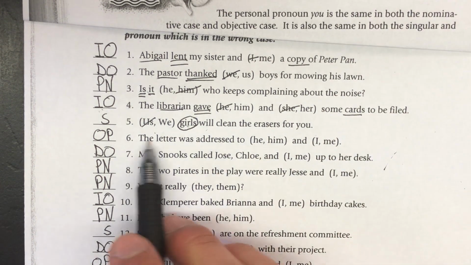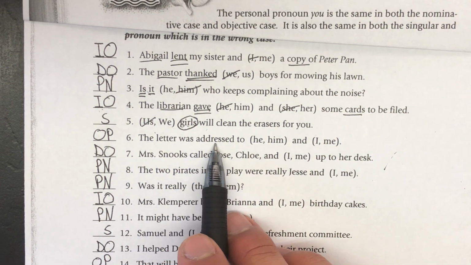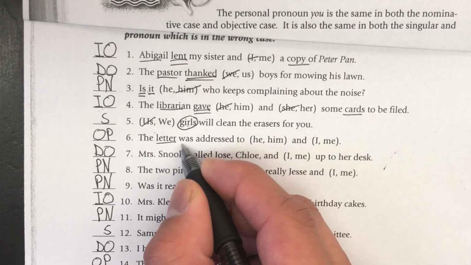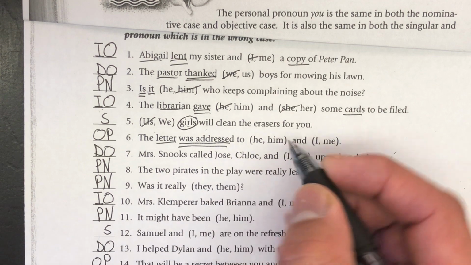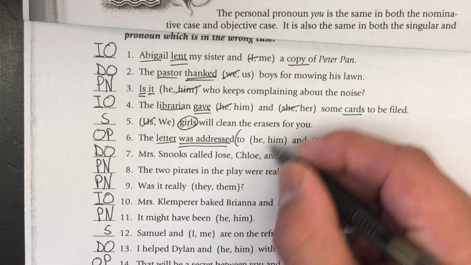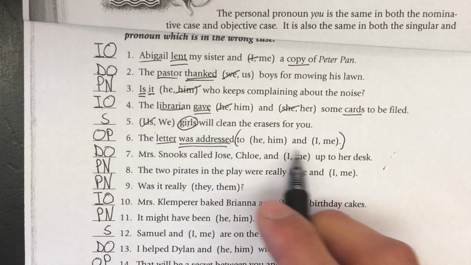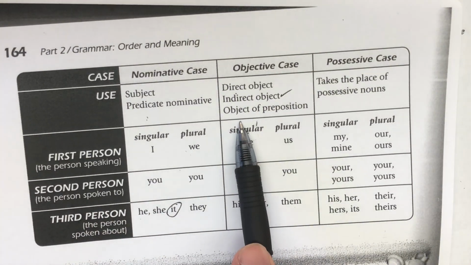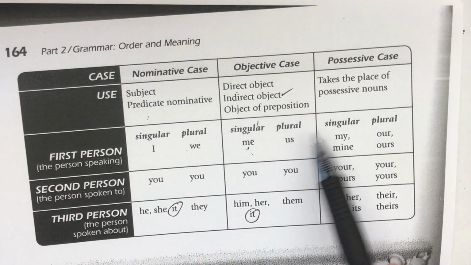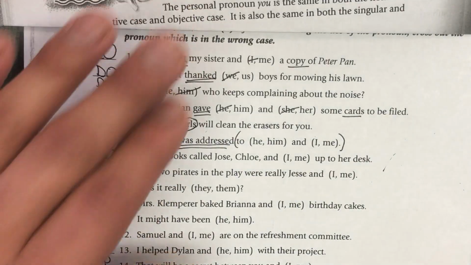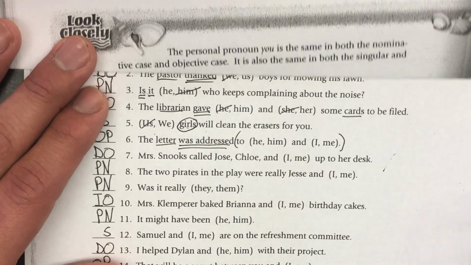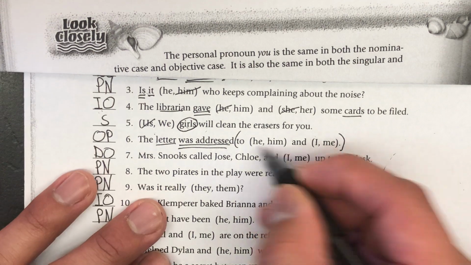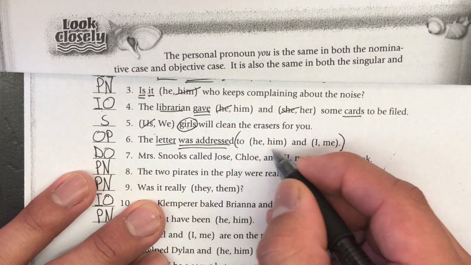Next one. Number 6, the letter was addressed to blank and blank. So we have letter was addressed, and here you see the preposition to blank and blank. So the two pronouns in here are going to be, that's right, you guessed it, objects of prepositions. So you need to use the objective case pronoun, which in this case would be, let me see, him and me. Here we go.